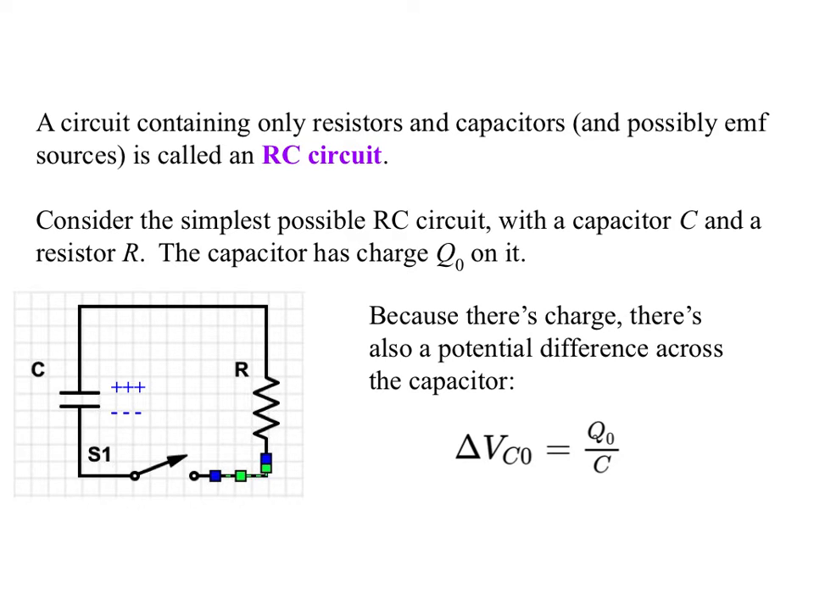The capacitor has charge Q0 on it. It's initially charged. Because it's charged, there's also a potential difference across the capacitor, which we can call delta VC0, or initial, which is the initial charge over the capacitance. And it's illustrated here as having 3 positives and 3 negatives, doesn't really matter which.